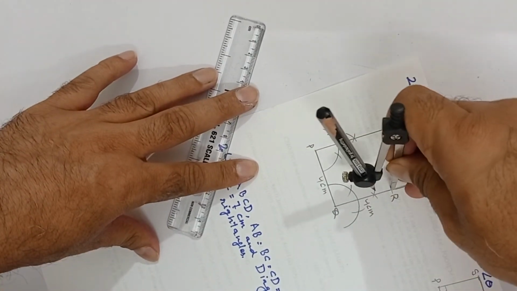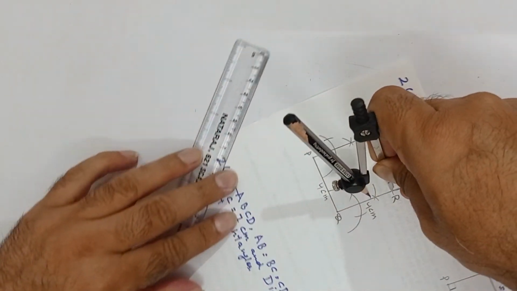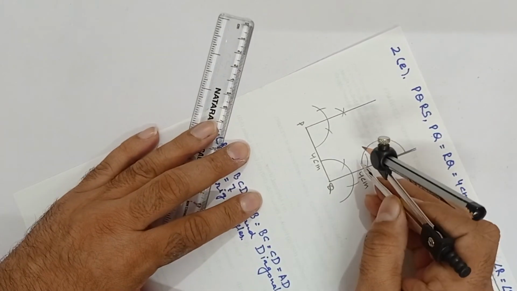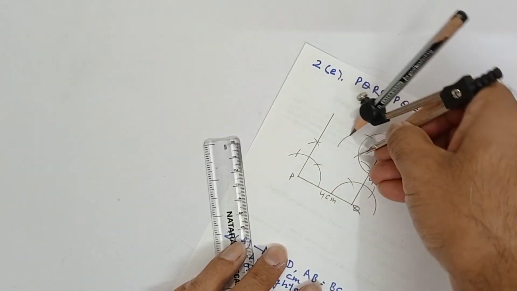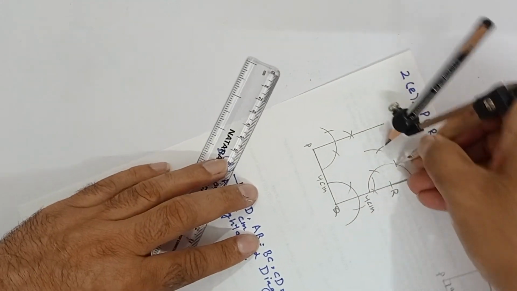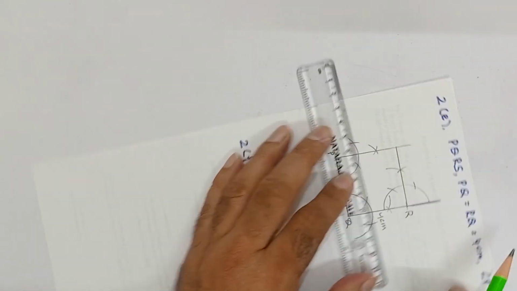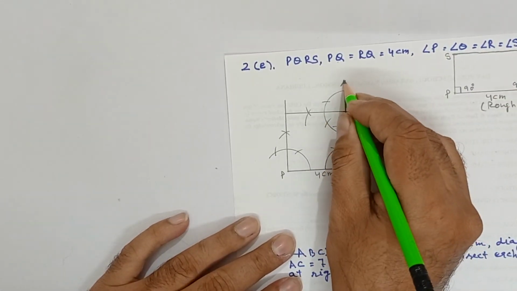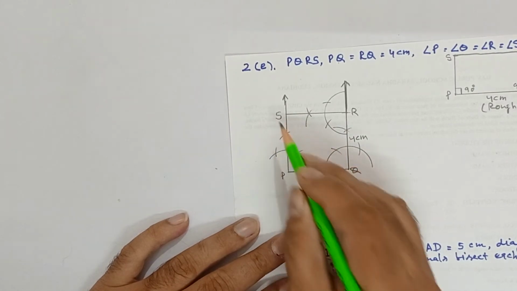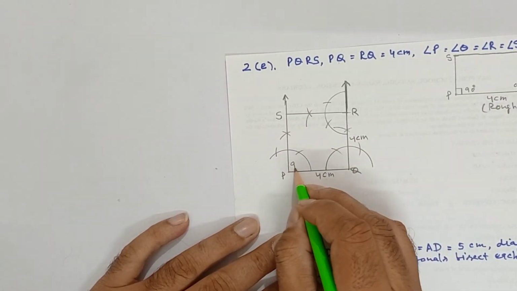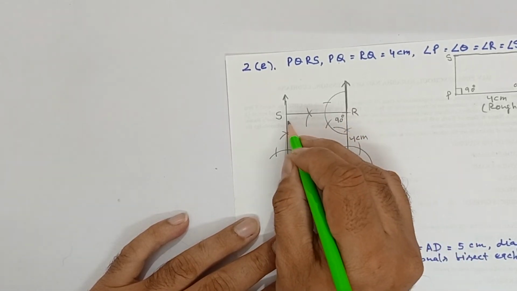I have kept it here. You may extend as per the requirement. This is 60. This is 120. Once on 60, then on 120. And extend this line this way. Arrows. This point is point S. PQRS. This is 90. This is 90. This is 90. This angle will also come as 90 degrees.